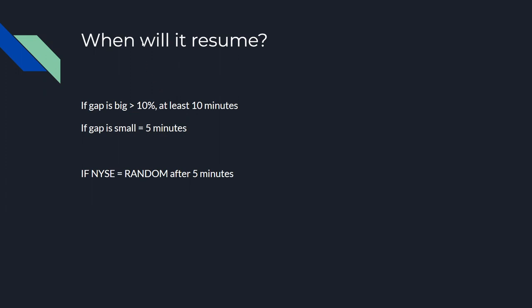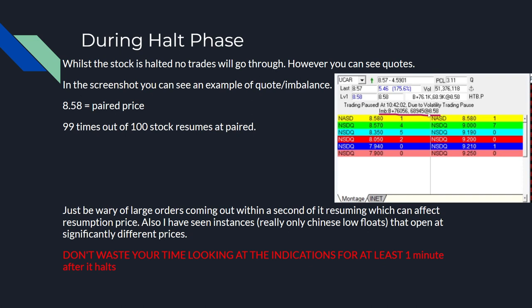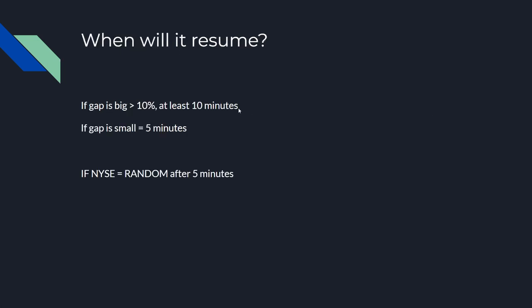All right, now when will it resume? I have more detailed slides after. This is just, quickly, if it's a big gap over 10%, it's going to be at least 10 minutes, and that's looking obviously at the paired price, the indicator. If the gap is small, 5 minutes. And if it's NYSE, because NYSE is weird, I'll show an example of why later, it can be random. After 5 minutes, it will always be at least 5 minutes, no matter what exchange, what stock.